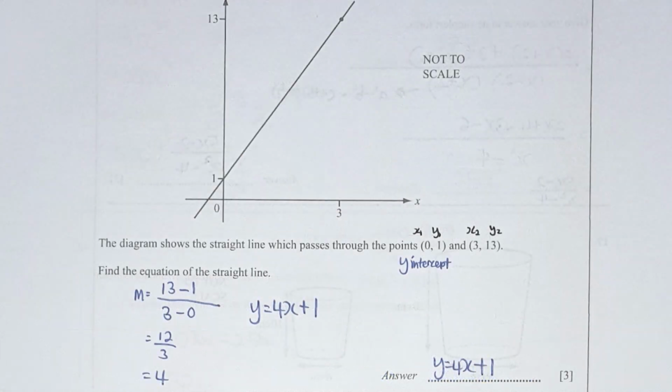Question 14, gradient here is actually using the coordinates 0, 1 and 3, 13. Your m will be 4. So y equals to 4x plus 1. The 1 here, how do I get it? It's actually from the y-intercept, the coordinates 0, 1.